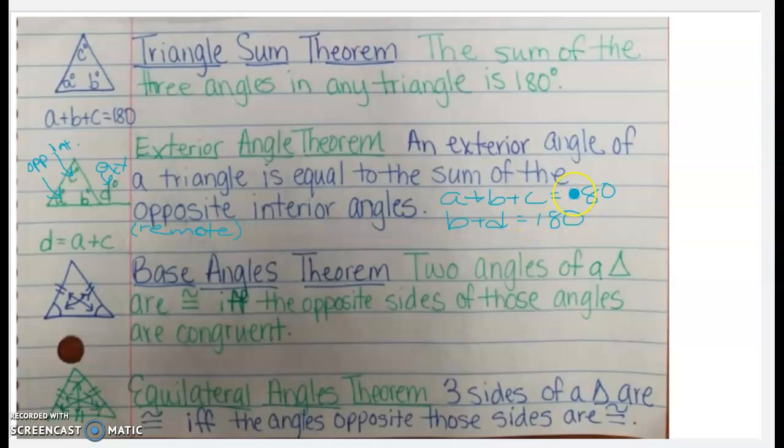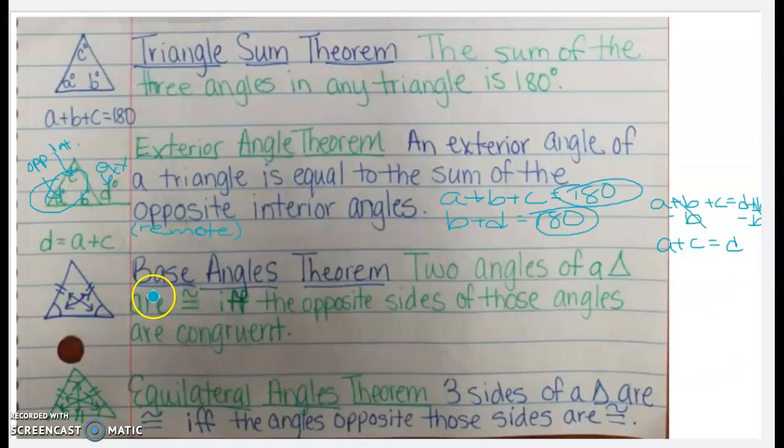We have a property called the transitive property. Since this is equal to 180 and this is equal to 180, then A plus B plus C would equal D plus B. And then because they both have B, I can take B away. And then I get A plus C equals D. So those two on the opposite side of D add up to equal D.